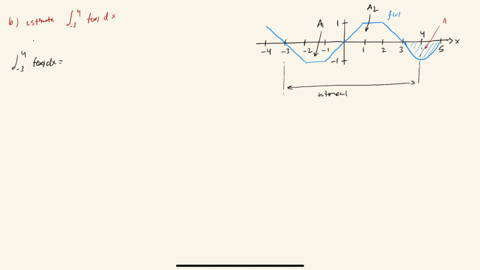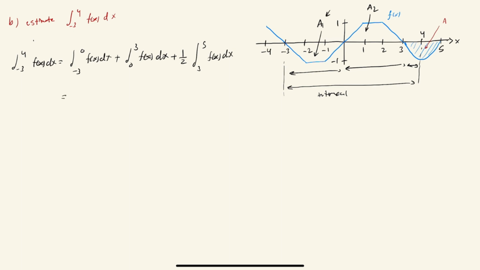So the definite integral is going to be a composite of the integrals here. The first is going to be from -3 to 0 of x dx, and then this one is going to be from 0 to 3 of x dx, and then half of that area going from 3 to 5. So it's going to be half, and then the definite integral from 3 to 5 of x dx.